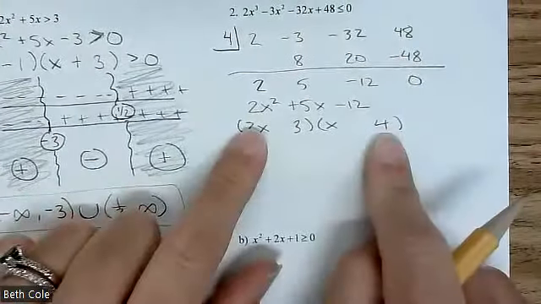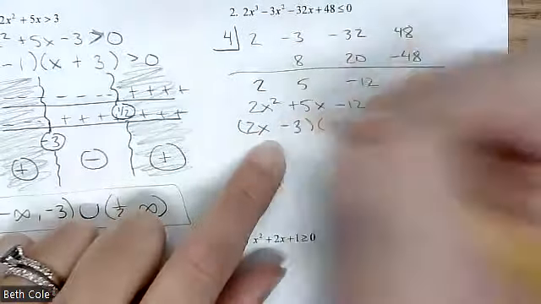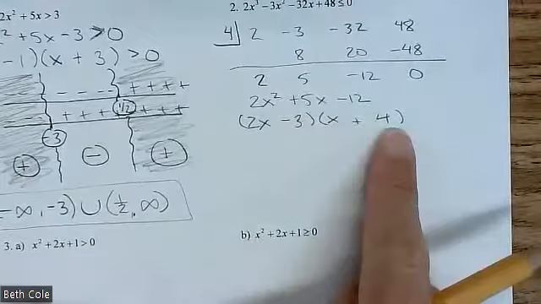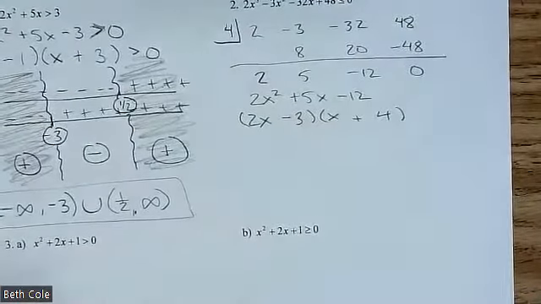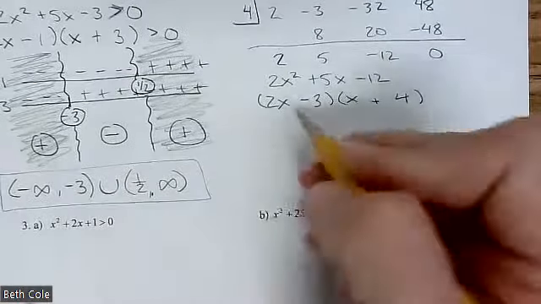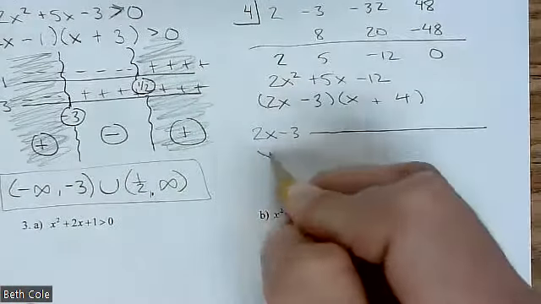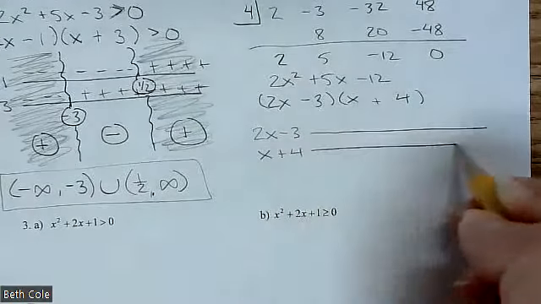So the outsides will give you 8. We want that to be positive. Positive 8 minus 3 will give you 5, and -3 times 4 will give you -12. Okay, now we're going to draw our number lines. I'm sorry, I didn't have too much room for this. You're going to have a number line for 2x minus 3. You're going to have a number line for x plus 4.